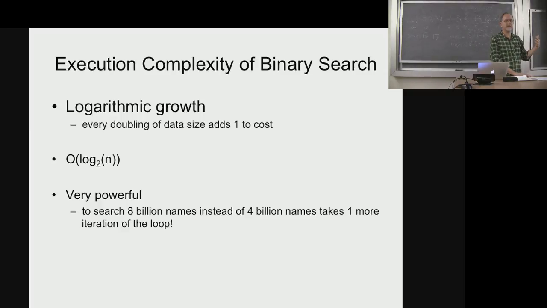So when you're going from 1 to 2, or 2 to 4, no big deal. But if you're Google and you've got 4 billion things or 8 billion things, and it only costs you one more iteration of the loop instead of 4 billion more iterations of the loop like it would for sequential search, it's a very big deal, right? So these algorithms are very powerful for that kind of stuff.